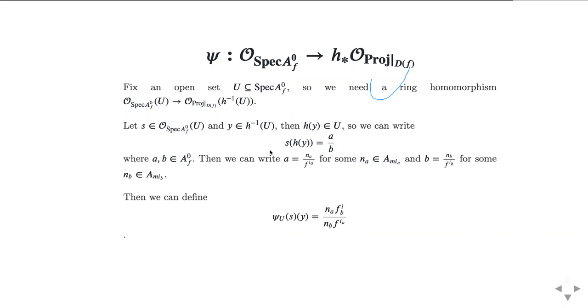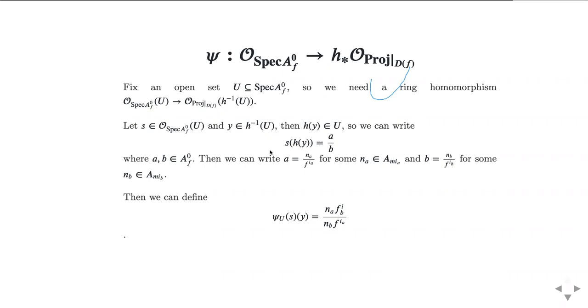Given a section on U and some y, because h_y will be in U, we can actually see what's the value of h_y under s. Say that the value of h_y is actually a divided by b. This a and b are two fractions, just remember that. So we can write a and b as their numerator and denominator.